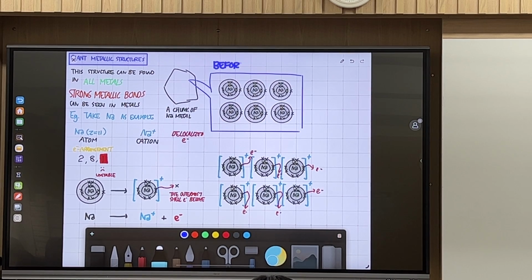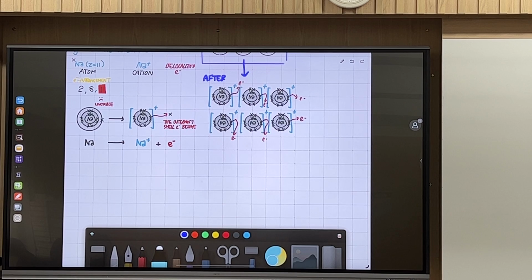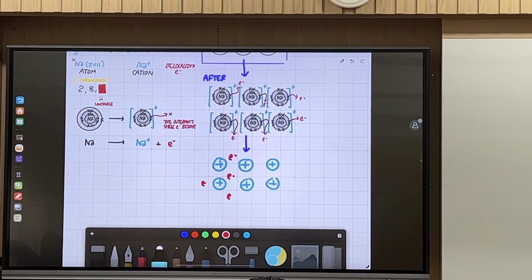So can you put down before? And this is what happens after. Yeah, and we can simplify this diagram because this is so much to draw, right? So in the exam, you can simplify this diagram as just a bunch of positively charged ions. You don't have to really show me the electron arrangement. That's not necessary. But you have to show me the delocalized electrons around them.